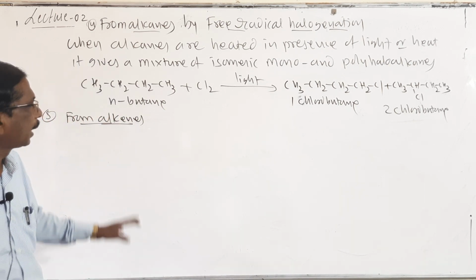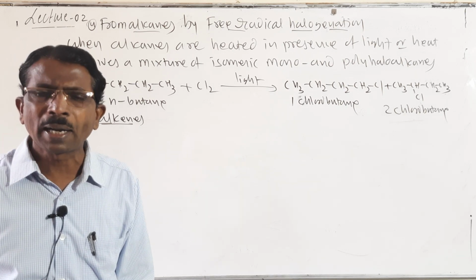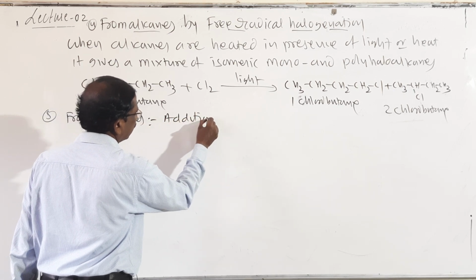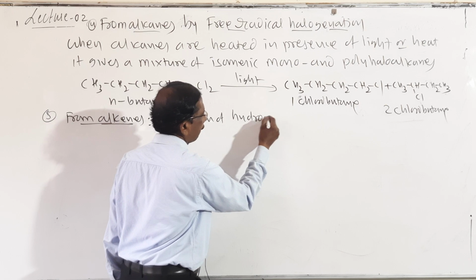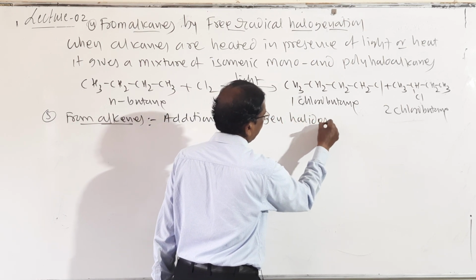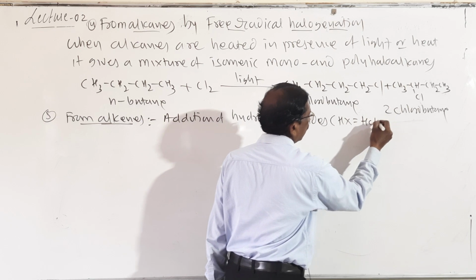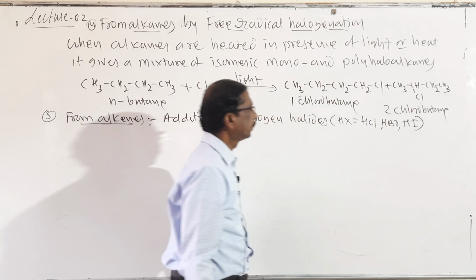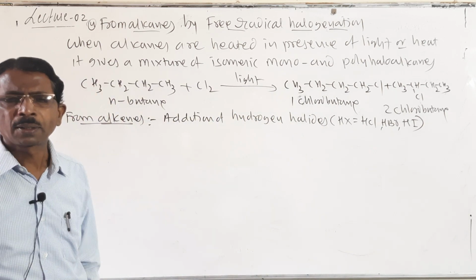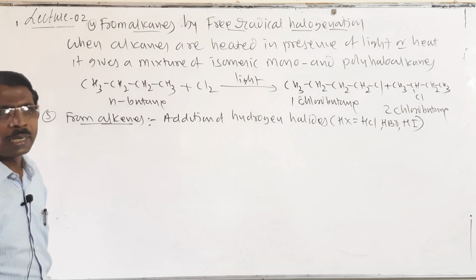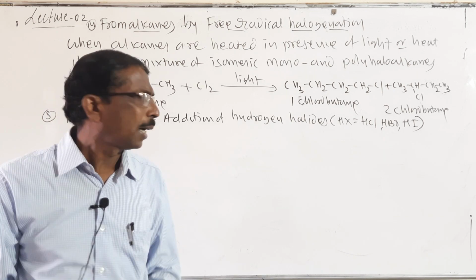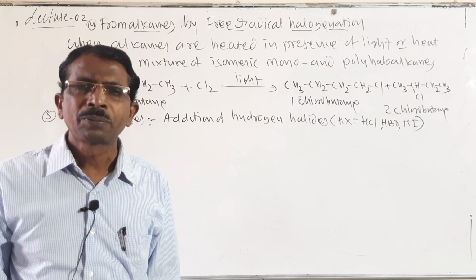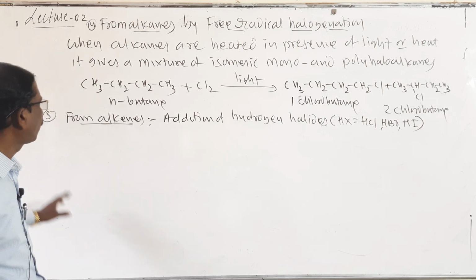So look here, when alkenes are treated with hydrogen chloride or hydrogen halides, it is nothing but addition of hydrogen halides. HX, where X is HCl, HBr, HI. Look here students, when alkenes are treated with halogen acids or hydrogen halides, it undergoes addition reaction forming alkyl halides. So we will write first example here.